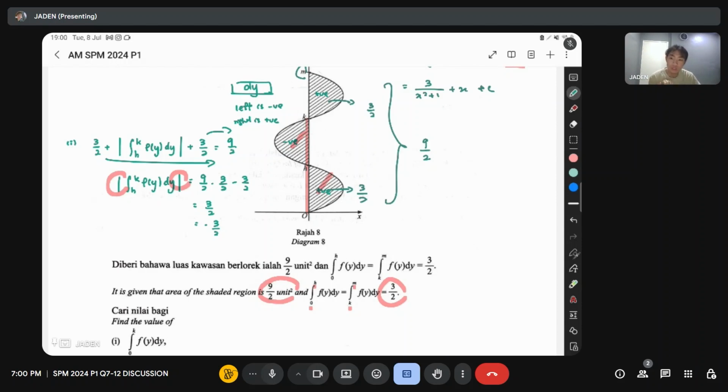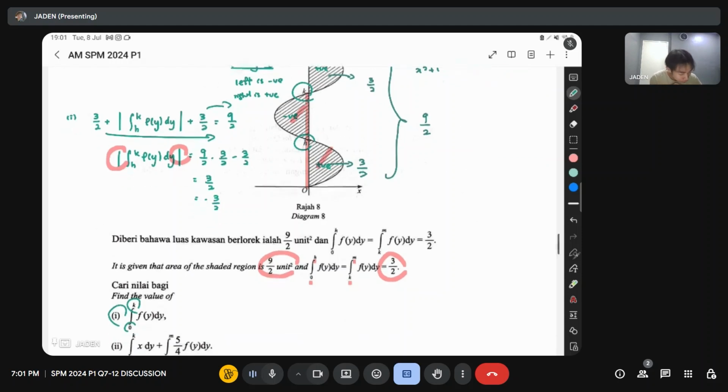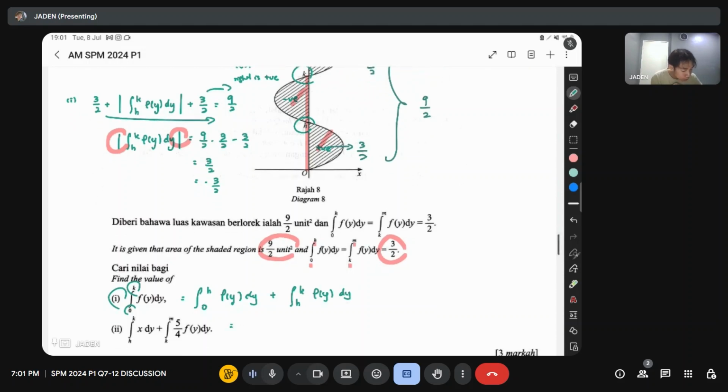But we are not done yet, because the question is 0 to k. This is the very first step for us to find h to k first. Because if you don't know what h to k is, then we wouldn't know the answer. So 0 to k is the integral from 0 to h of f(y) dy plus the integral from h to k of f(y) dy. 0 to h is 3/2, and h to k is what you just found, which is negative 3/2.